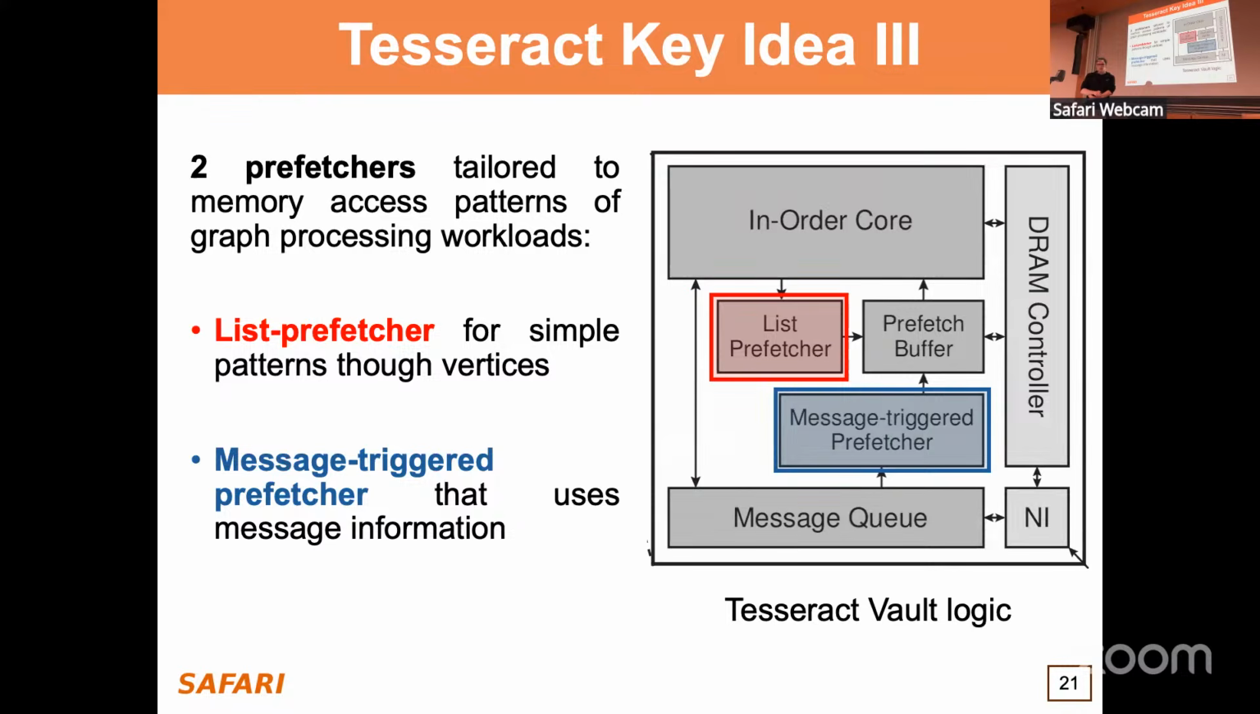Now, the two prefetchers that are introduced in this paper are also extremely important, as they are tailored to the memory access patterns of graph processing workloads. For one, we have a list prefetcher for simple patterns through vertices. This will be a stride prefetcher, if you know that. And the other one is a message-triggered prefetcher that uses message information. I will also explain this later on in further detail.